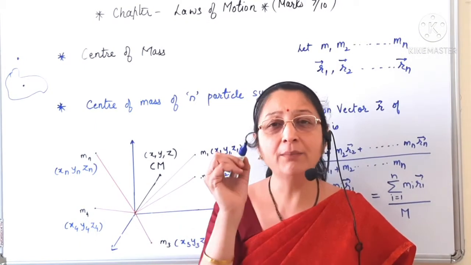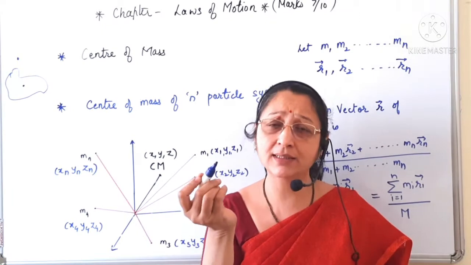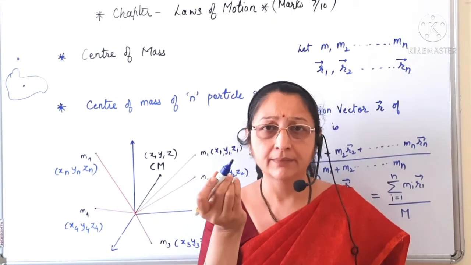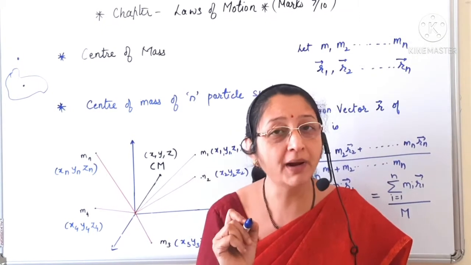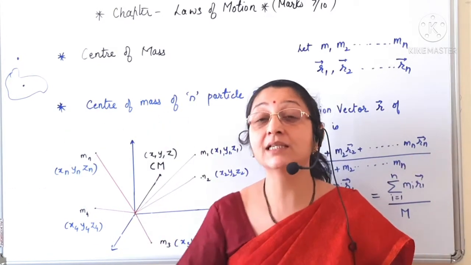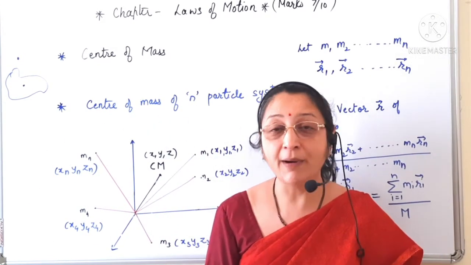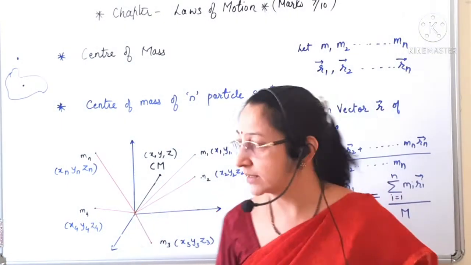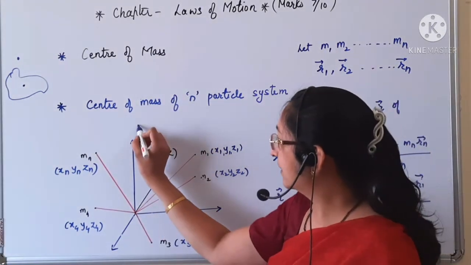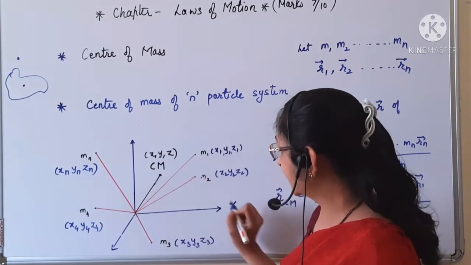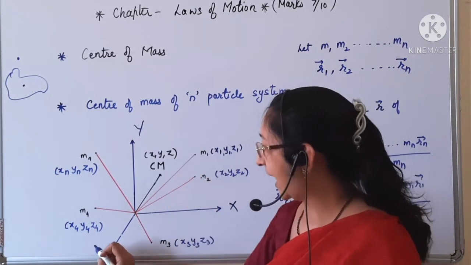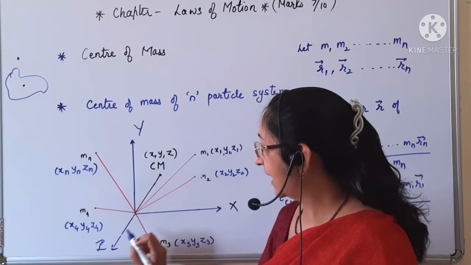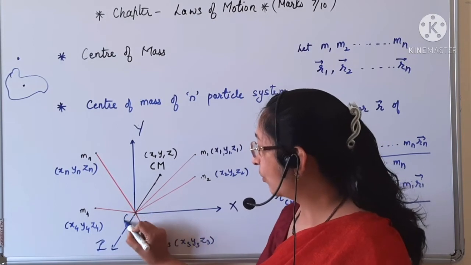Now, if it is a one particle system, the center of mass is the same as the position of the particle. But if the system has many particles, an n particle system, then we would be finding the center of mass. Now, supposing this is the x-axis, this is the y-axis, and this is the z-axis. This is the origin, O.